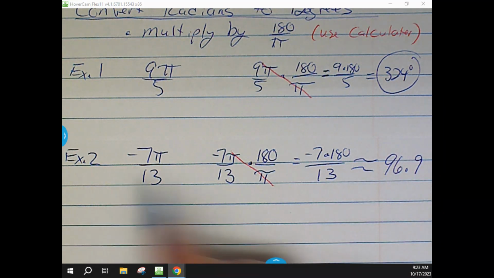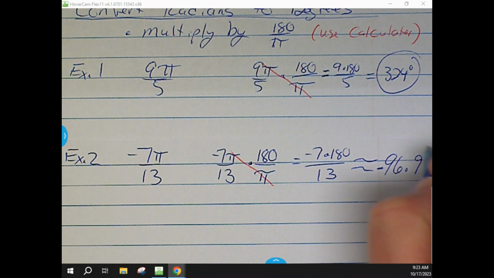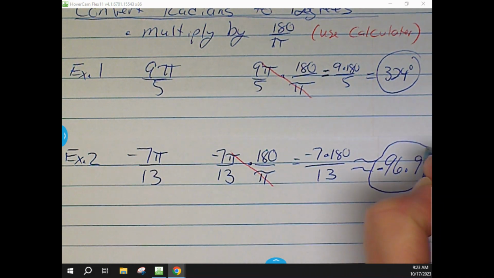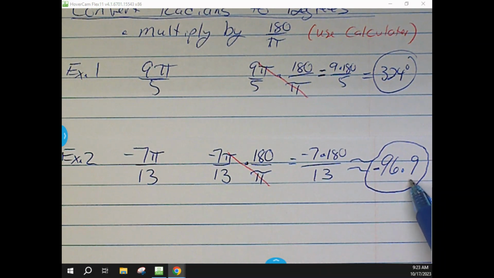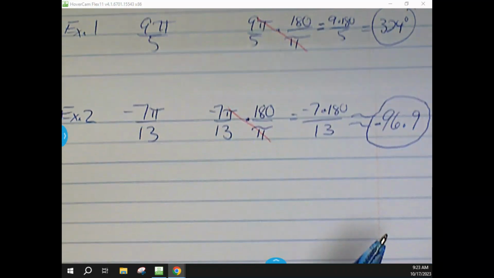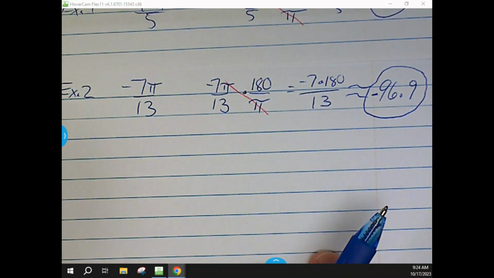And again, the question was negative, so the answer needs to be negative also. Again, they should tell you, we're going to round it to 1 decimal place, or the nearest whole number, or 2 decimal places. They'll specify in the question how much you need to round this thing off to.